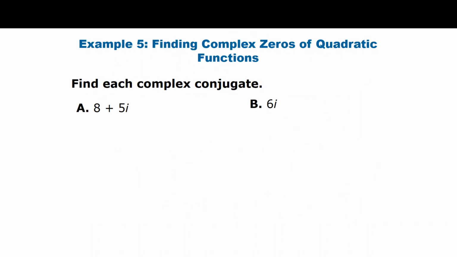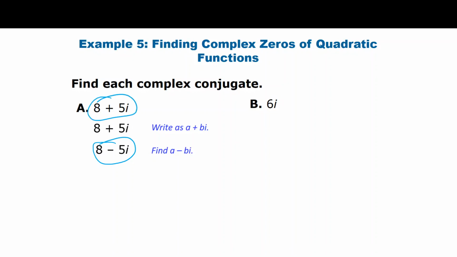So let's take a look at 8 plus 5i. The way we find the complex conjugate, we're just going to write it as a plus bi, and in this case, 8 plus 5i is already written in that form. So now all we have to do is find a minus bi, so we just change to a minus: 8 minus 5i, and we've done it. So you can see 8 minus 5i is the complex conjugate to 8 plus 5i.